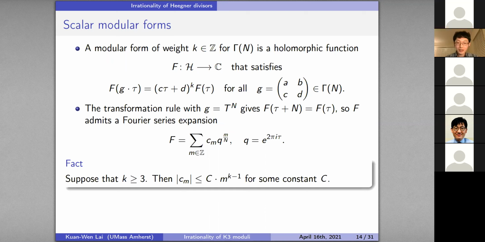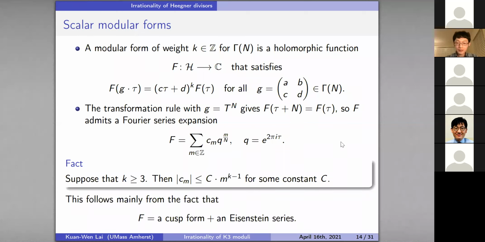So suppose that k is greater than or equal to 3. Then the coefficients of the Fourier series expansion above satisfy this estimate: it's bounded by some constant c times n to the power k minus 1. This follows mainly from another fact, that such a modular form is always a sum of a cusp form and an Eisenstein series, and we have a bunch of estimates about these two very classical forms.